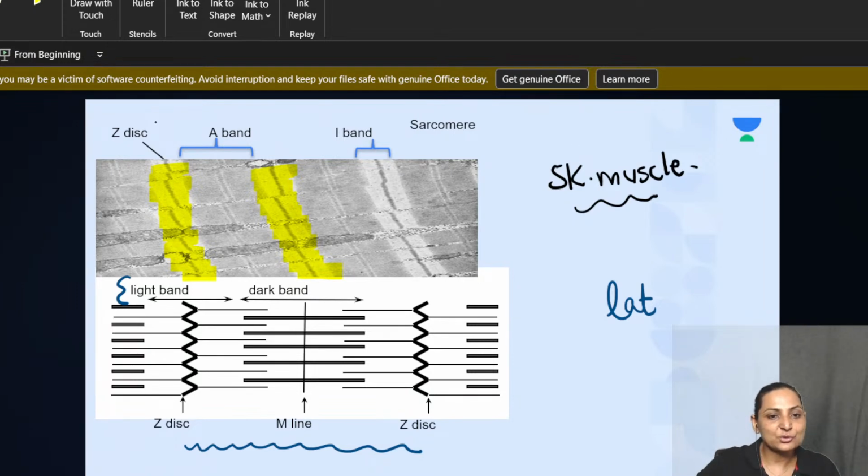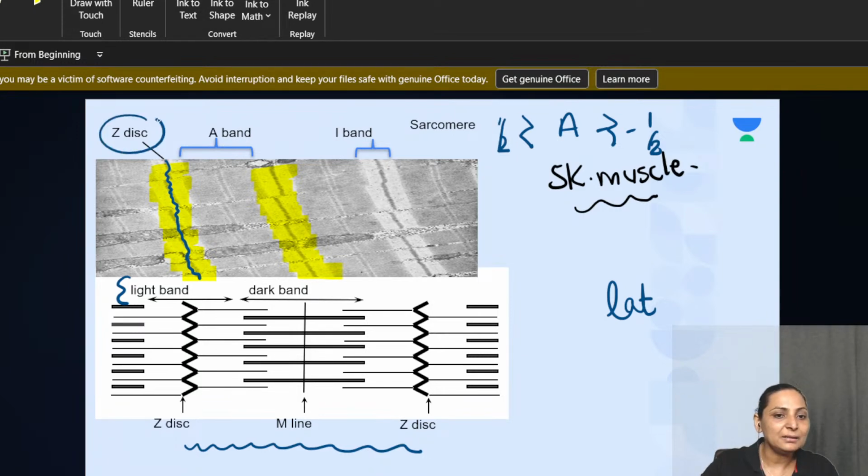This sarcomere is actually made up of a half I band, a full A band, and a half I band on either side. Therefore, most laterally is going to be this light band, which is the I band. Within this I band, the dark line which is passing through is the Z line or the Z disc, which we differentiate from the other bands. Then come to the center, which is the A band, the dark band.